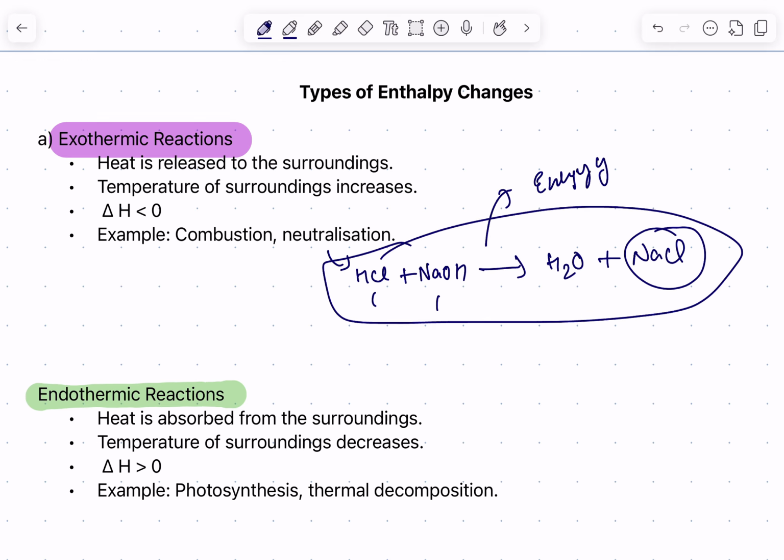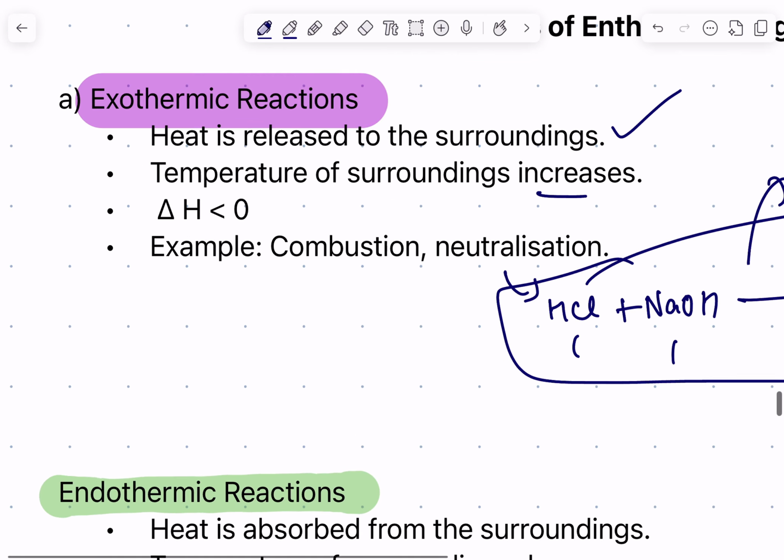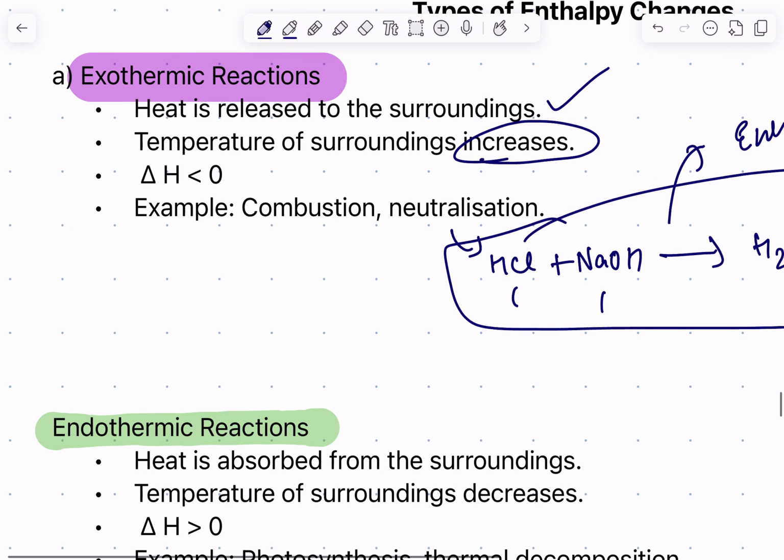If you have done this kind of experiment in school, you must have noticed that the beaker turns a little hot, or gets warm. Why does it get warm? Because there is a release of heat. Reactions where heat is evolved are known as exothermic reactions. The heat is released to the surroundings, so the temperature of the surroundings increases, and delta H is negative for this condition.